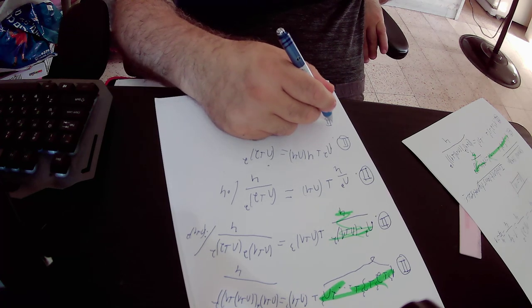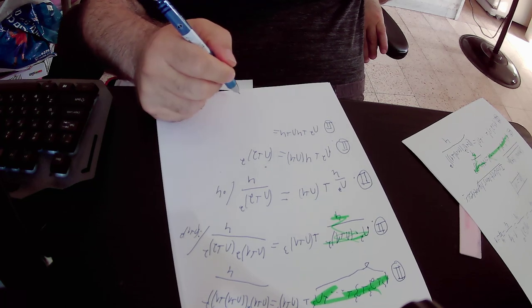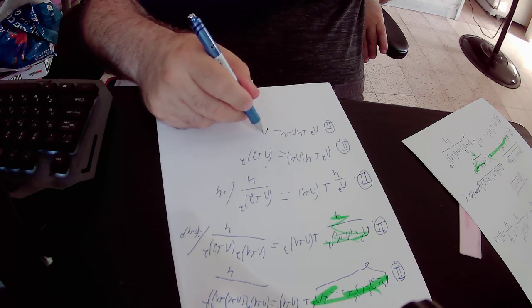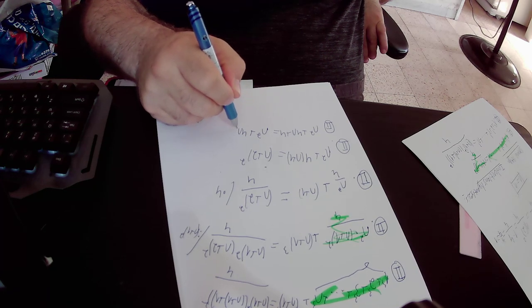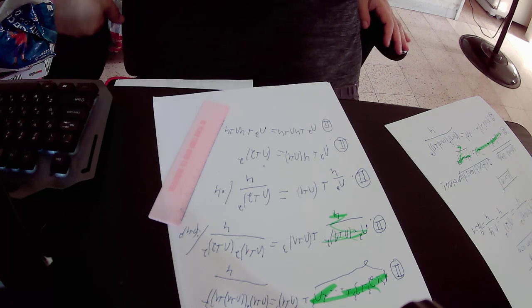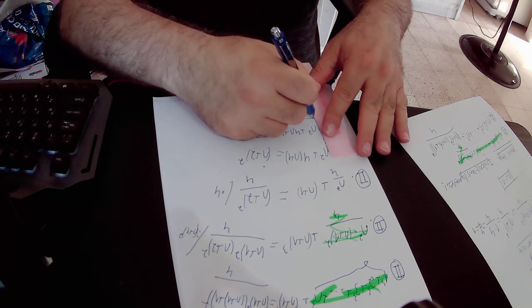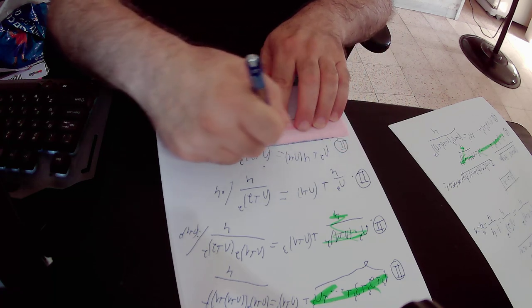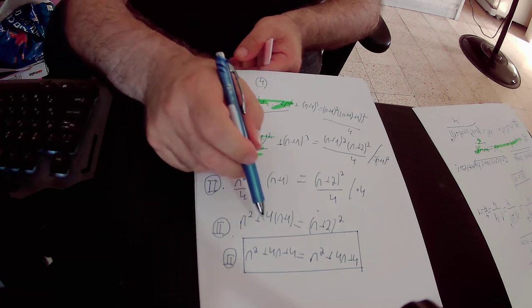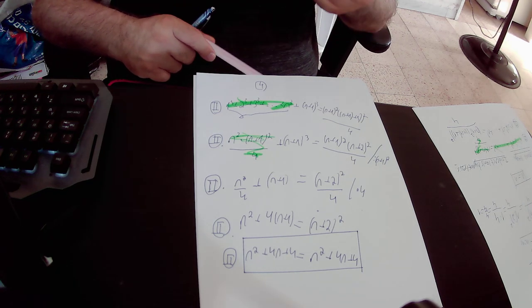We'll get that n squared plus 4n plus 4 equals n plus 2 squared, which equals n squared plus 4n plus 4. So actually, we have here an identity, n squared plus 4n plus 4 equals n squared plus 4n plus 4. Okay, this is the identity. So we actually proved that the second statement for n plus 1 is true.